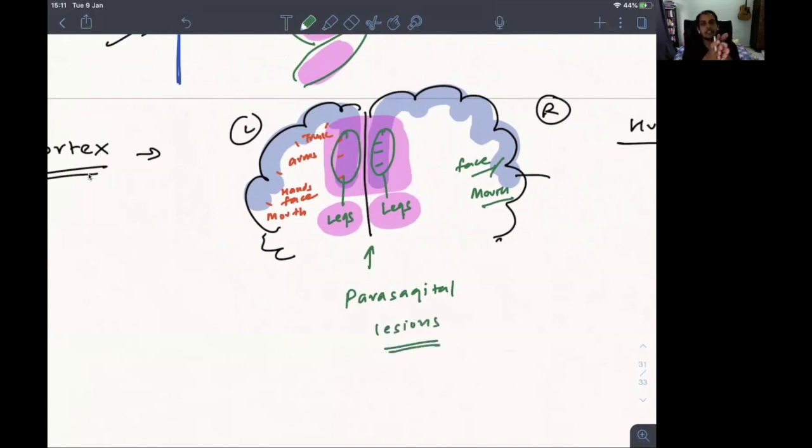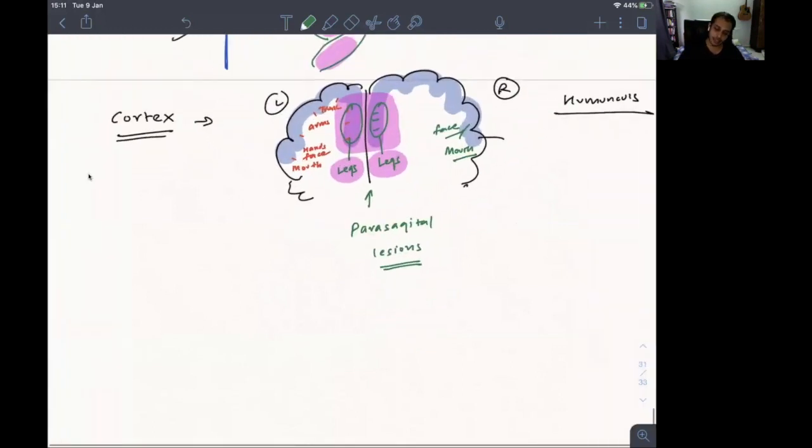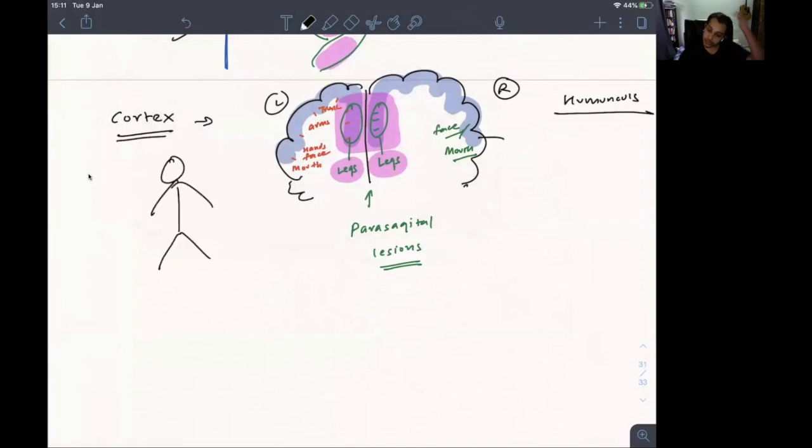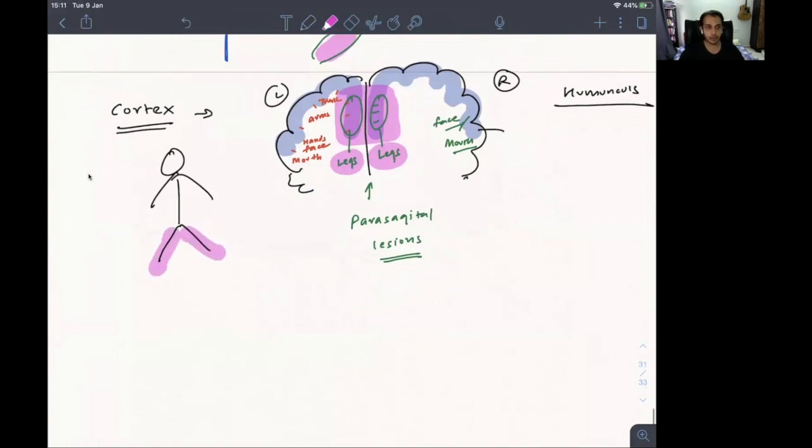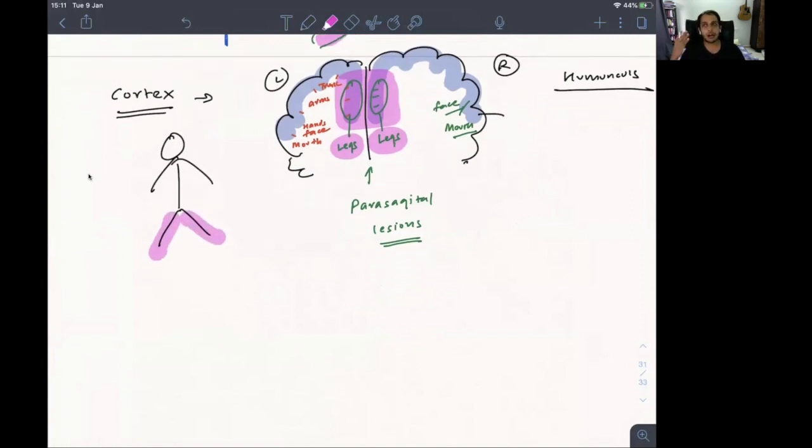So just next to the midline on either side, if there is a lesion, then that can involve the leg area of the motor cortex, and that can result in paraparesis. So your legs, your hands and your face will be spared and only your legs will be involved. So what would you look for in a case like this?